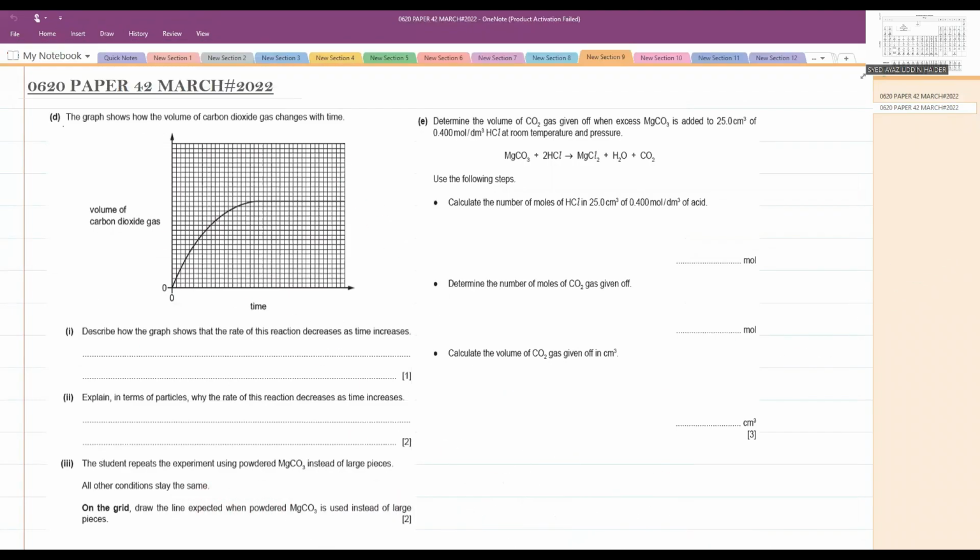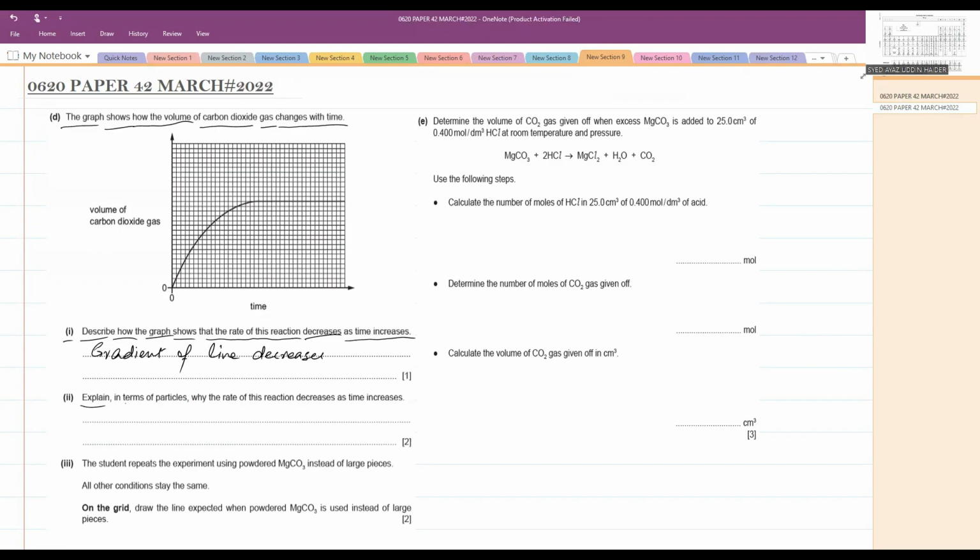Part D. The graph shows how the volume of carbon dioxide gas changes with time. Part 1. Describe how the graph shows that the rate of this reaction decreases as time increases. The graph clearly shows that the gradient of the line decreases, which indicates that the rate of this reaction decreases. So you write: gradient of line decreases.